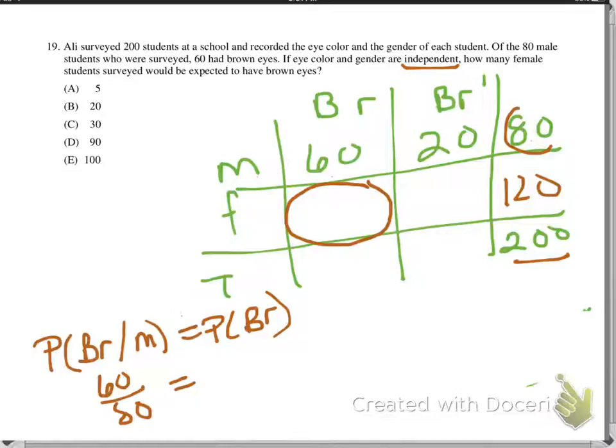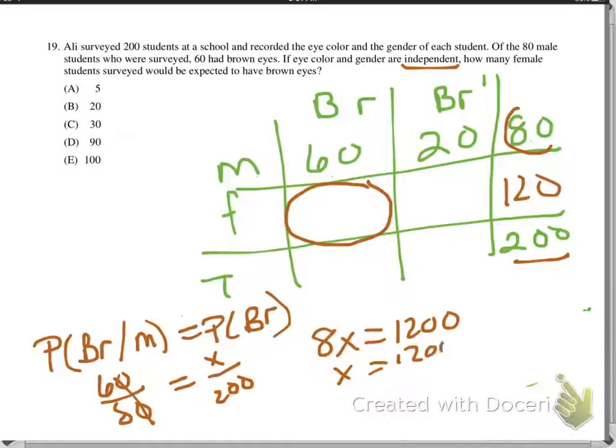Okay, what's the probability of somebody having brown eyes? Well, that is what I have to find out. So I know whatever that is, that's going to be x over 200. All right, so I'm just going to cross this out. I got 6 over 8. So now I'm going to cross multiply, so I get 8x is equal to 1200. X is equal to 1200 divided by 8, and I get 150. That's great. I get 150.